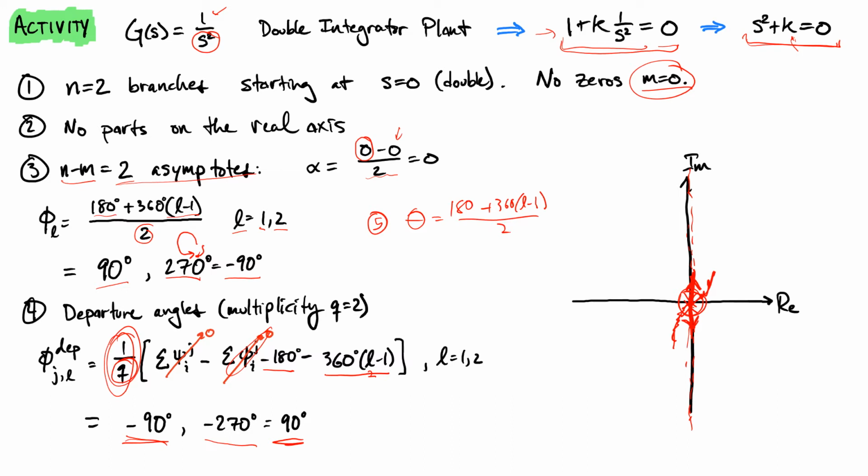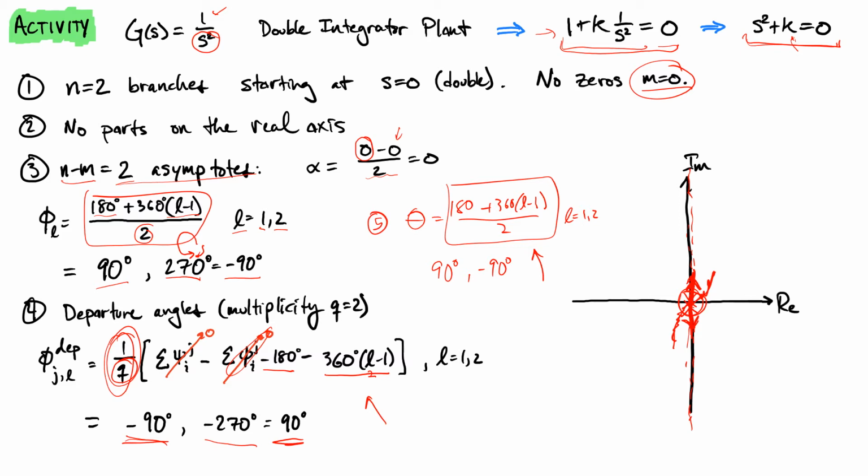2 branches are splitting, so now L is equal to 1 or 2. And you notice that this is exactly the same formula that we have here, and so we're again going to get these angles of 90 degrees and minus 90. And so that's yet another way to determine the departure angles here. In this case, we're explicitly, with Rule 4, calculating the departure angles. In Rule 5, what we're doing is we're actually seeing the angles at which the root locus splits at a point of multiplicity.